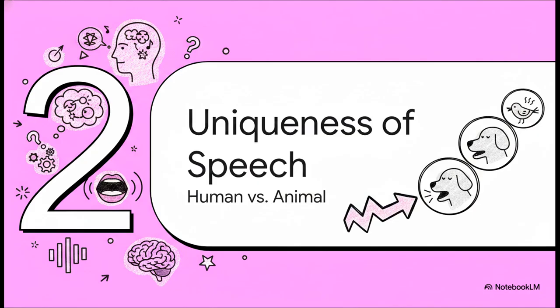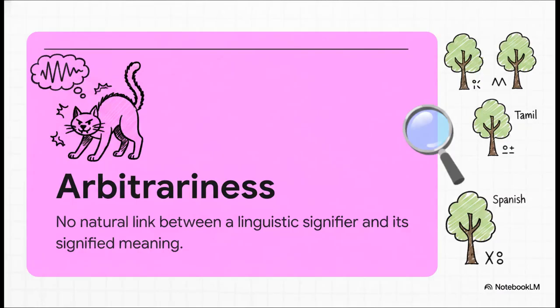Moving right along to Section 2, the uniqueness of human speech. Look, animals definitely communicate to survive, no doubt about it, but human language has some very distinct defining properties. The first one is arbitrariness. In animal communication, signals are usually directly linked to the message, like a cat arches its back to show it's ready to attack, right? But in human language, there is absolutely no natural inherent link between the linguistic signifier, the sound we make, and the signified, the actual concept it represents.